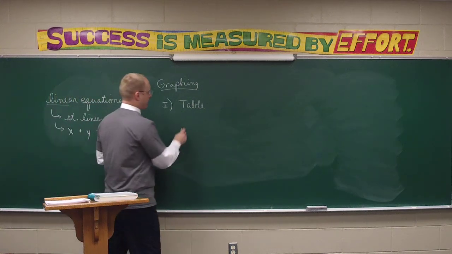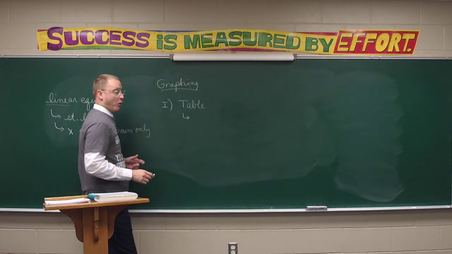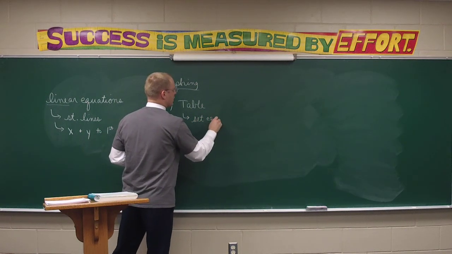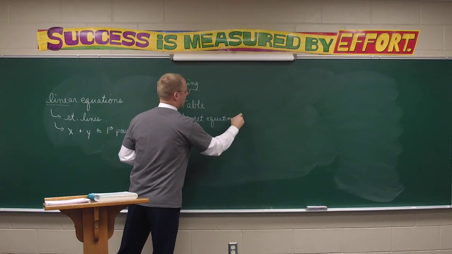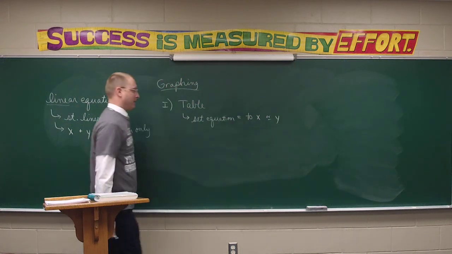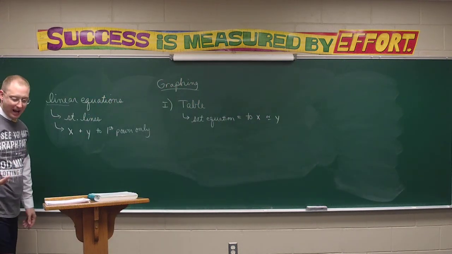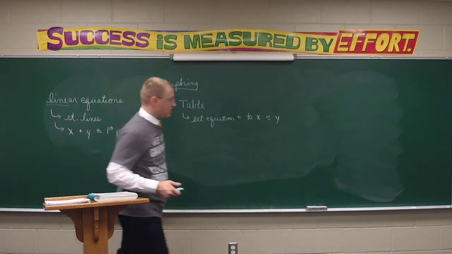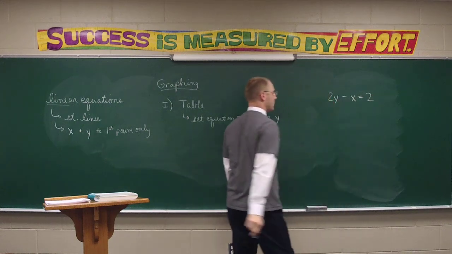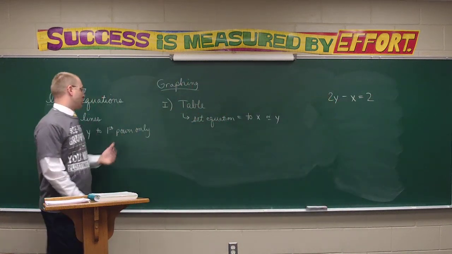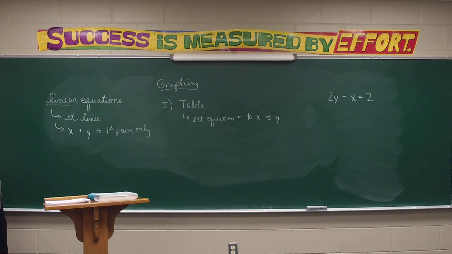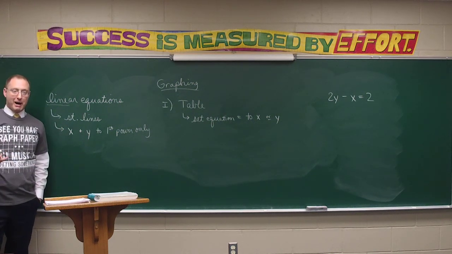So a quick refresher on how to use the table method, though we won't use it often. First of all, you'd want to set your linear equation equal to either x or y. Meaning you want to get the x or the y by itself. For instance, if I had the equation 2y minus x equals 2. Well, that's a linear equation. I've got both x and y to the first power. But if I wanted to graph the linear equation, I need to get a letter by itself.